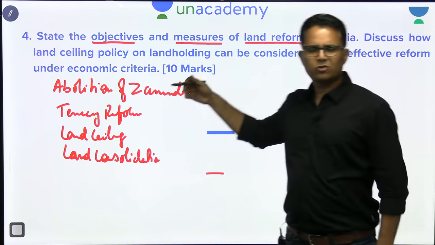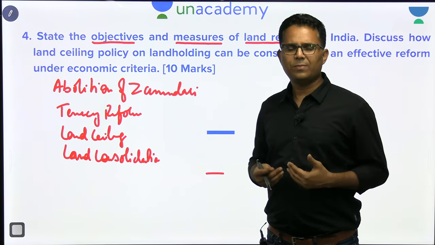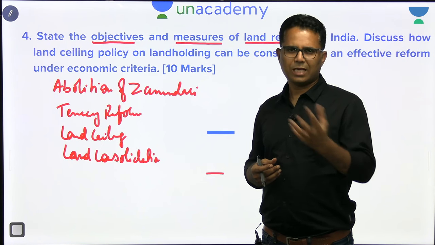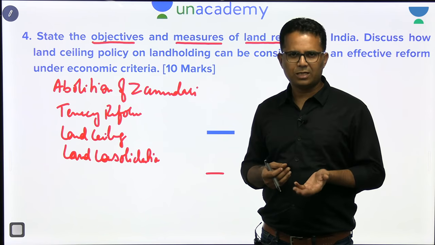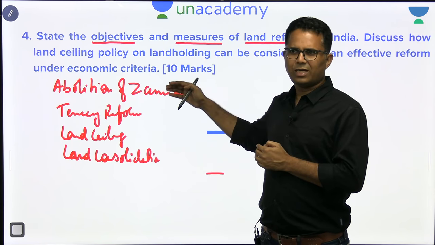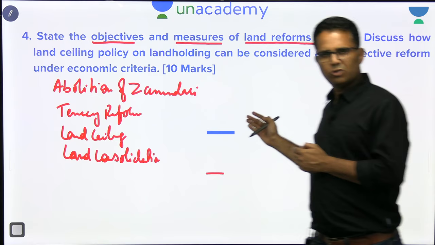And in the intro, you should also write that India started land reforms in the post-independence period, since our economy was agri-based and agriculture was mostly dependent on land, so the government initiated land reforms. This is the right intro. And then you write that the government implemented several reforms and you write the objective.